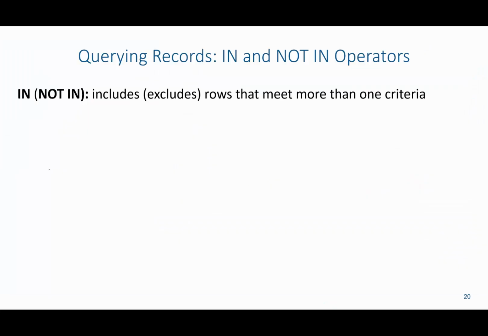The next type of operators we're going to look at are the in and not in operators when querying records. In includes all the rows that meet more than one criteria. Not in excludes those rows.